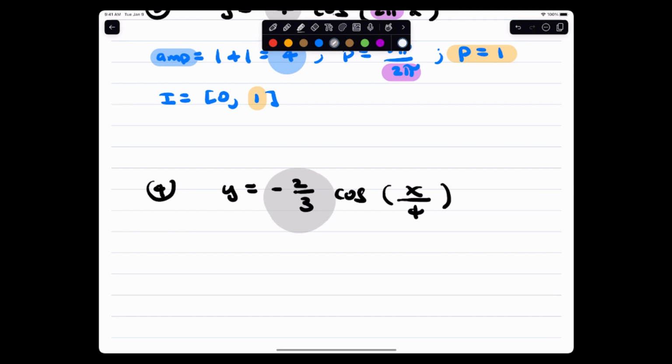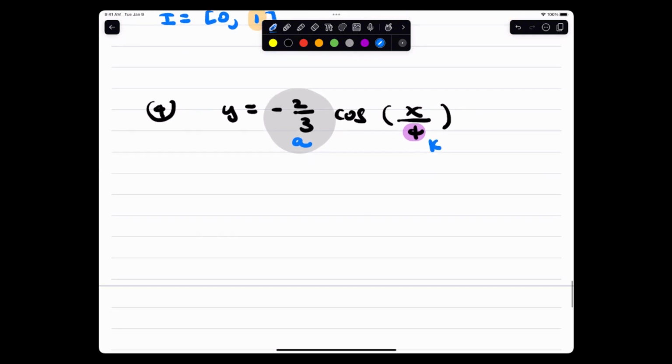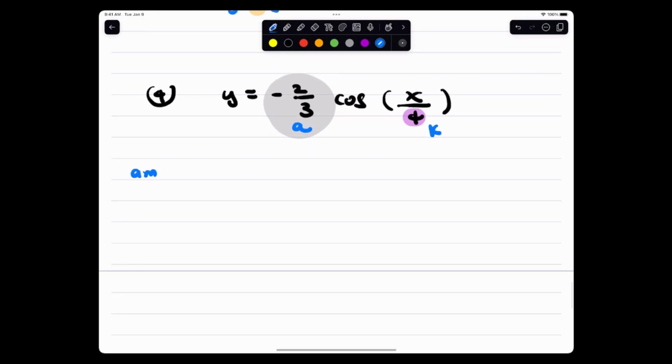Now, there you go. Here's your A value, and here's your K. I'm going to color coordinate this. We're going to talk about this here. A, K, we're going to see how this works. So your amplitude is going to be what? Yeah, it's good. It's the absolute value of negative 2/3, which will be positive 2/3. All right, there you go.